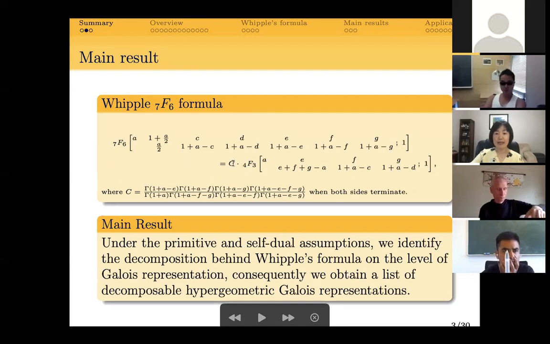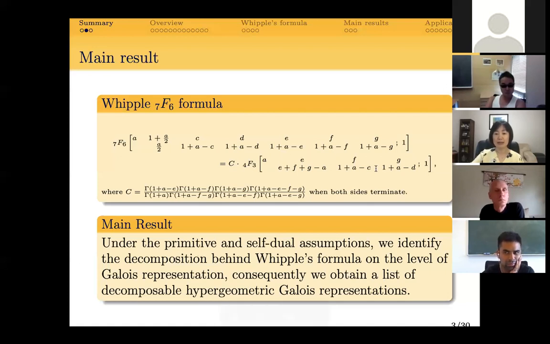And you will need a gamma factor to make both sides the same. This formula is actually valid when both sides terminate, meaning one of the upper parameters is a negative integer. So instead of an infinite sum, it's going to be a finite sum. That's the case when both sides terminate.